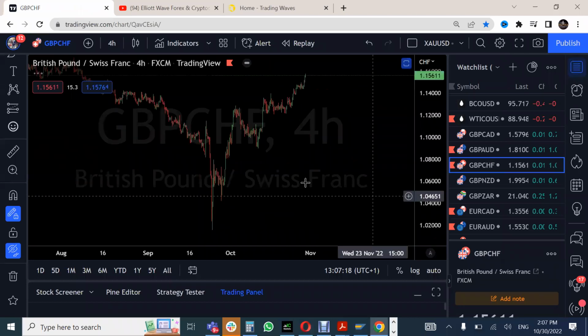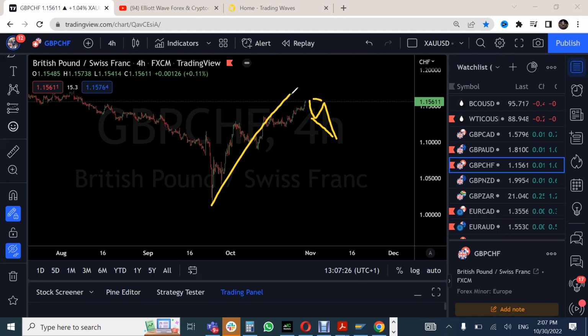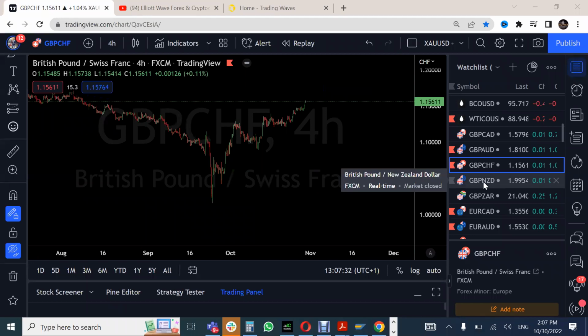Pound Swissie, similarly, it's just an impulsive move to the upside. Wait for a deeper corrective structure. Don't have FOMO because it continues to push up without you. If it does that, then you are better off without being in the trade. Rather trade it when you have got a trade setup.